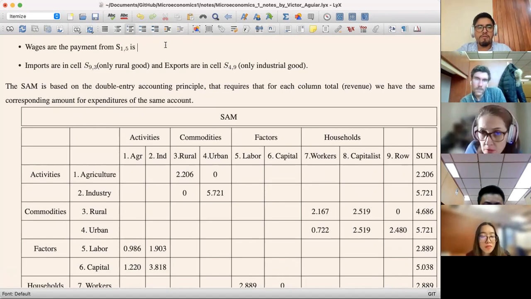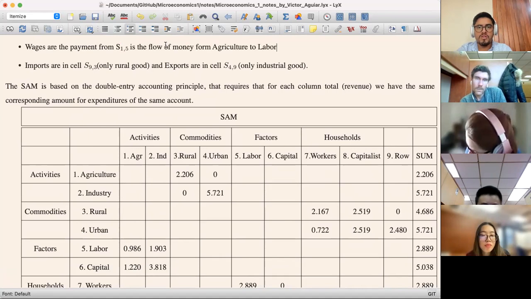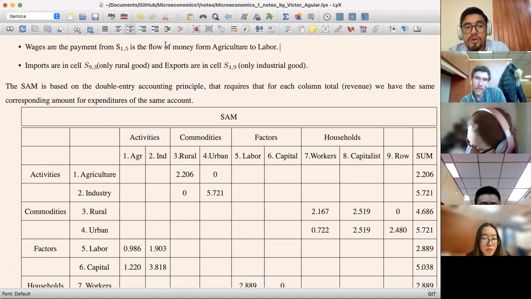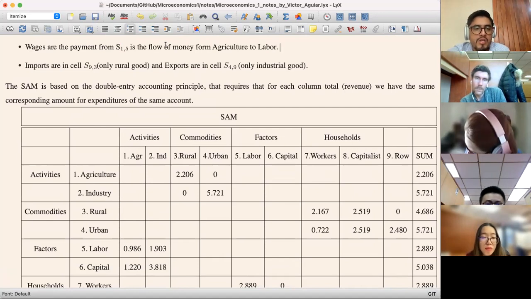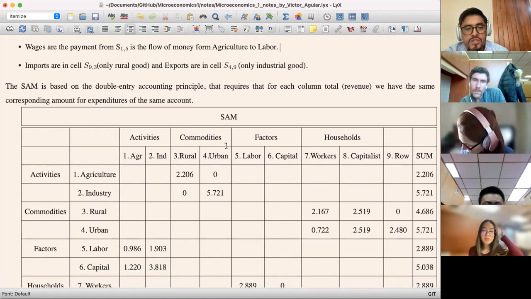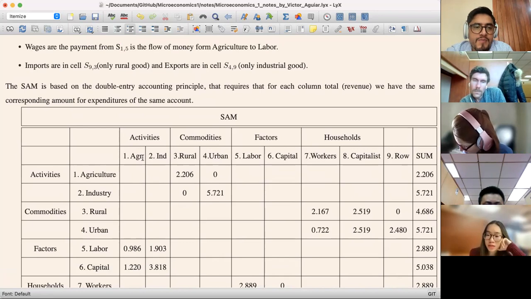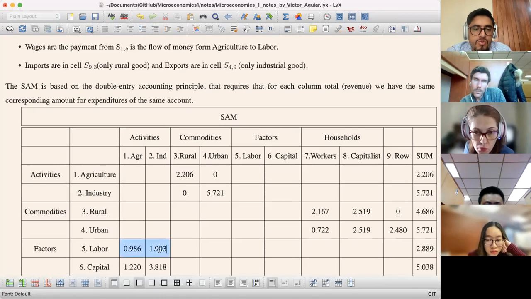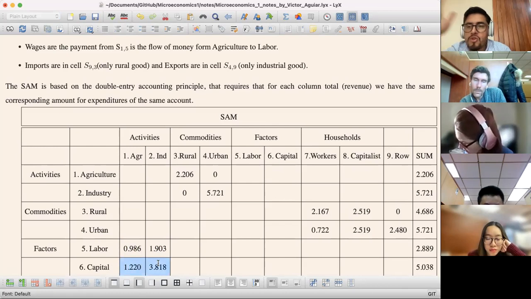Is the flow of money from agriculture, for instance, to labor. So this is the wages paid by agriculture to workers. And then you can see that, for instance, wages from industry to labor would be the row S25, right? So this is essentially the payments to workers, wages. What are the rents? Whatever agriculture pays to capital and whatever industry pays to capital. And then the summation of these two cells will give you total wages. And the summation of these two things will give you total capital.